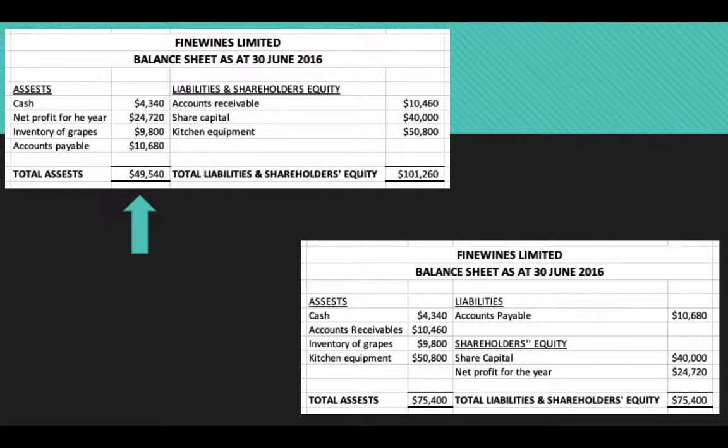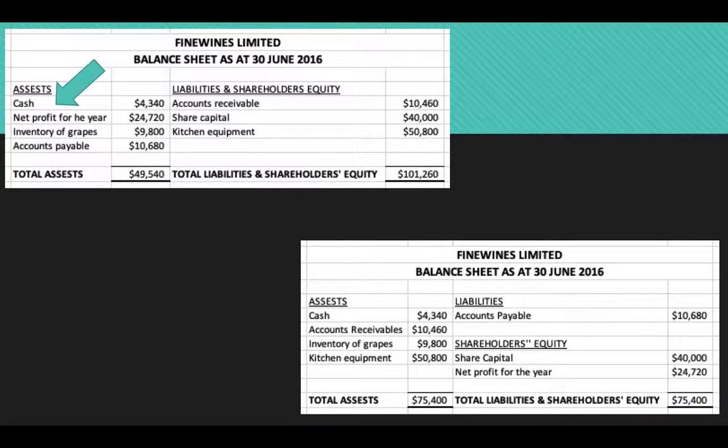Firstly, their totals do not match. The accounting equation states that assets should equal the liabilities plus the shareholders' equity. Now, this could be due to some simple accounting mistakes by allocating debits and credits to the wrong place, or it could be a sign of a much larger accounting problem. In my balance sheet, you can see that the assets are equal to the liability plus the shareholders' equity, indicating that the debits and credits have been allocated properly.